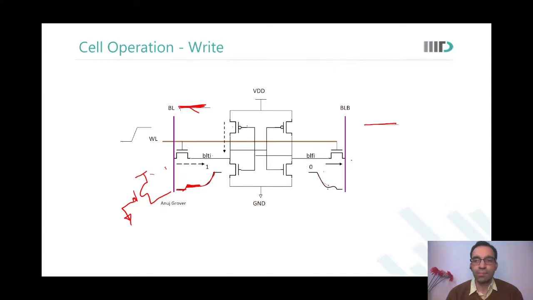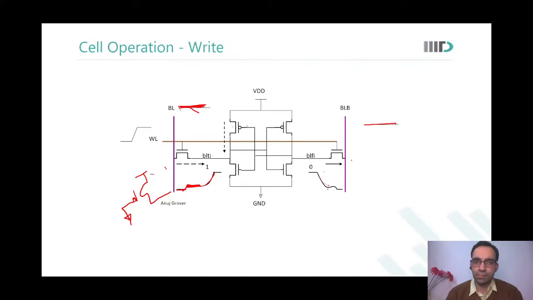Not clear, sir. Okay. So if you want to write a 1 on BLTI, it essentially means that you want to write a 0 on BLFI. Yes, sir. So that is what we just did. If I want to write a 0 on BLFI, what did I do? I took BLB to 0. I wrote a 0 there. Once I wrote a 0 there, what happened? The PMOS turned on the BLTI side and it wrote a 1 on that side.